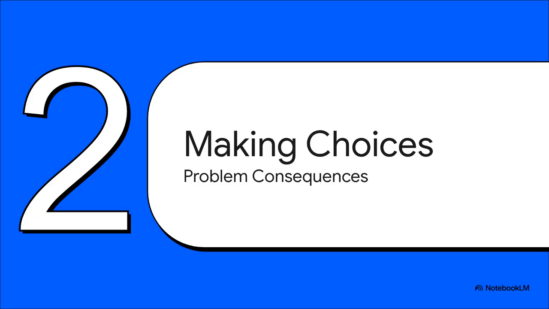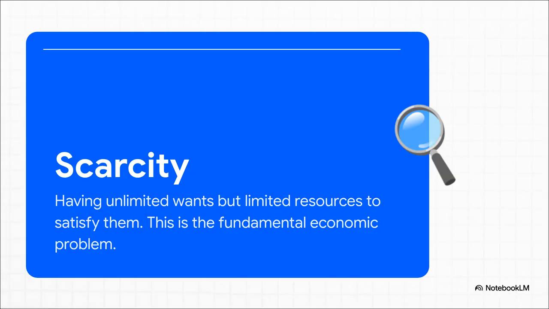Okay, so because we can't have it all, we are constantly forced to make choices. And every single choice, well, it has a consequence. The key word, and if you remember one thing, remember this, is scarcity. It's this fundamental clash between our basically infinite wants and the very finite, limited resources we have to make them happen. So the key takeaway for your exam is this: scarcity forces choices. It's as simple as that.